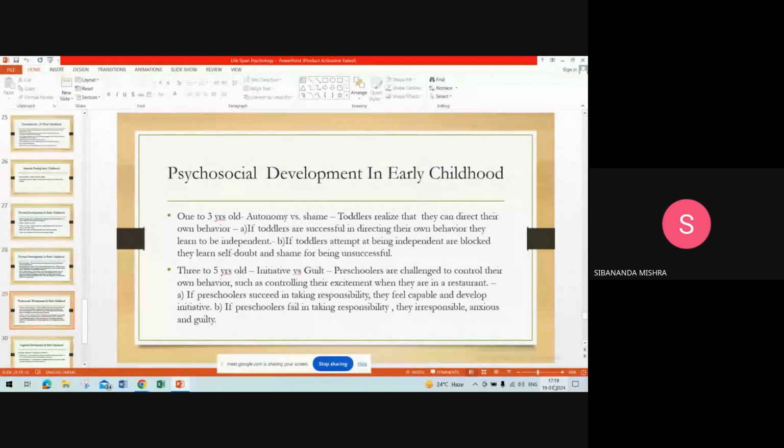1 to 3 years old, the toddler stage: toddlers realize that they can direct their own behavior. If toddlers are successful in directing their own behavior, they learn to be independent. If toddlers' attempts at being independent are blocked, they learn self-doubt and shame for being unsuccessful.